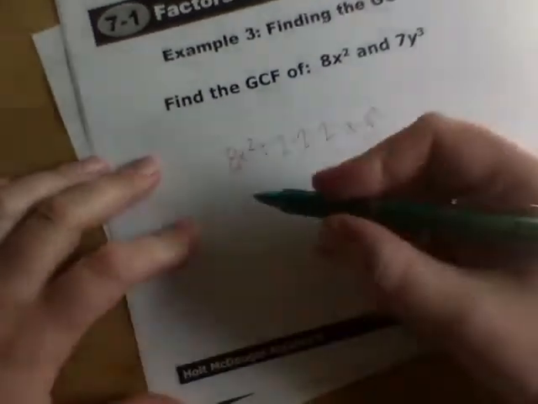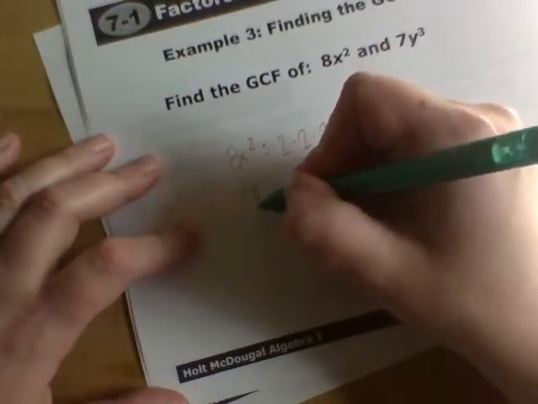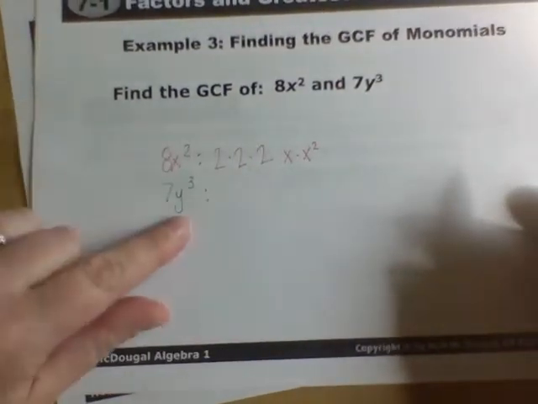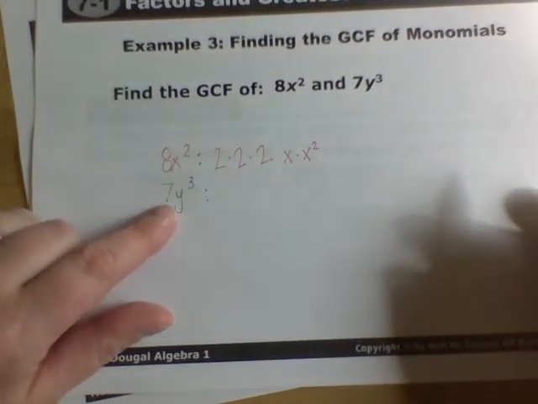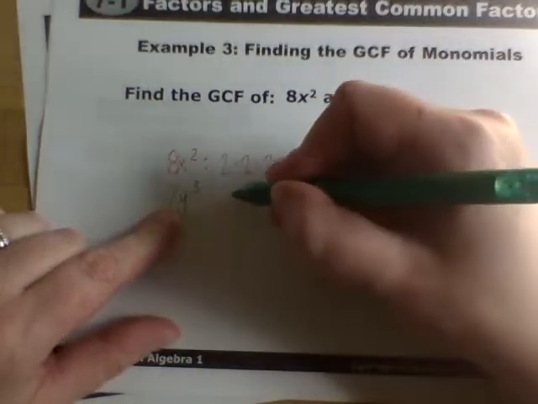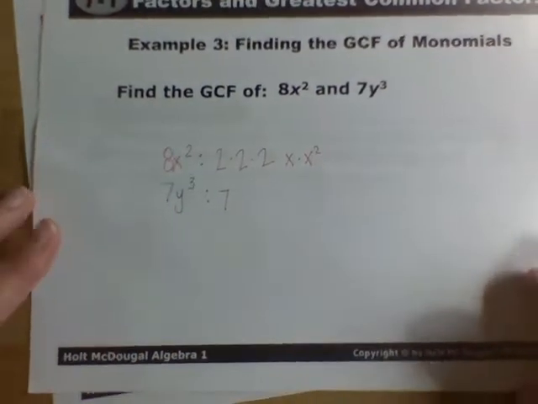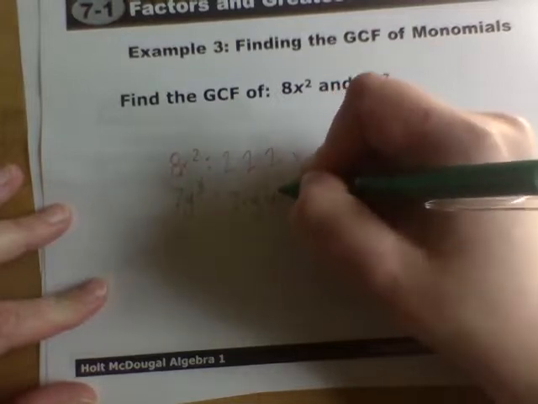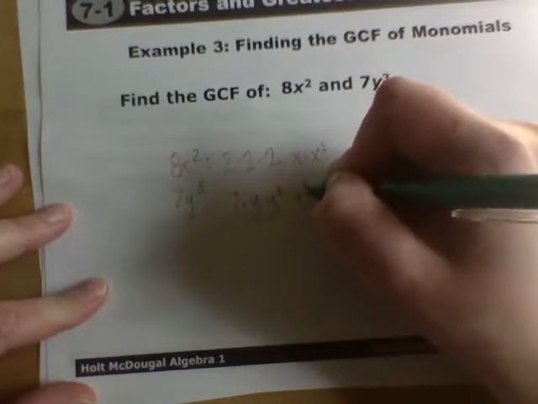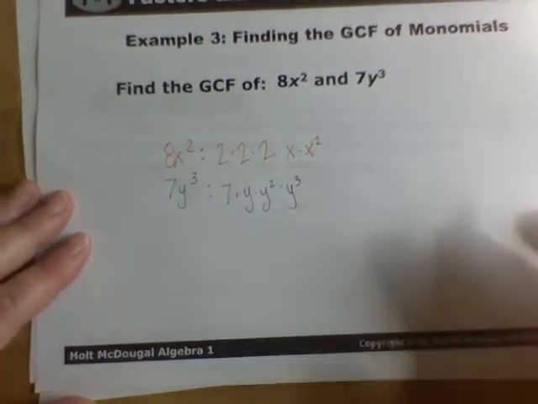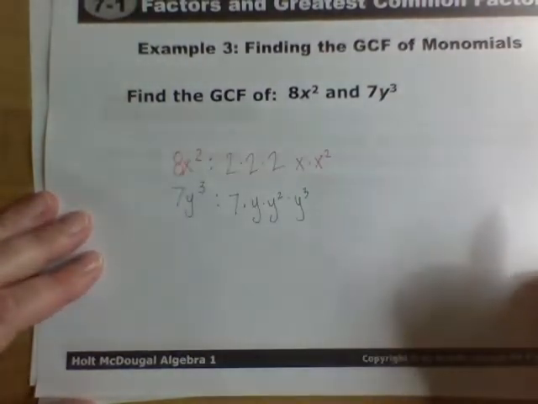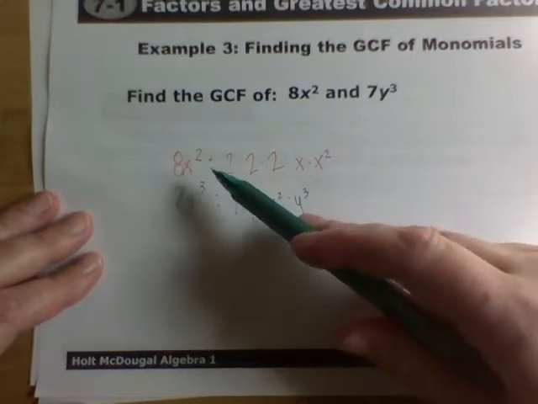In the next example, which is 7y cubed, we're going to list the prime factors of 7. And prime factorization of 7 is just 7. 7 is prime itself. And then we have y and y squared and y cubed. Okay, and so this is more a list than multiples when it comes to these y's, okay, which is why this is not an equal sign.